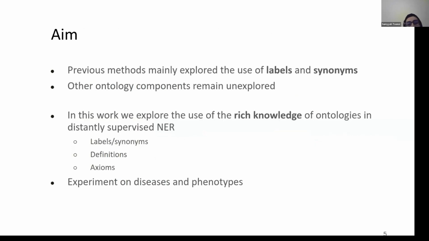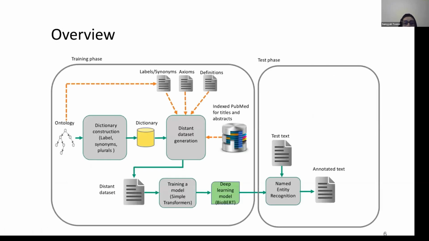But these previous methods have mainly explored the use of labels and synonyms, but there are other components in the ontologies that remain unexplored. So in this work, it's really an explorative work, and our aim is to mainly explore this rich knowledge that we have in ontologies, so not just labels and synonyms, but rather definitions and axioms as well. And we focus on diseases and phenotypes because of the high interest in these two concepts. So the overview here might look a little bit too much, but trust me, it's very easy to follow. You have an ontology of interest depending on whatever entity you want.